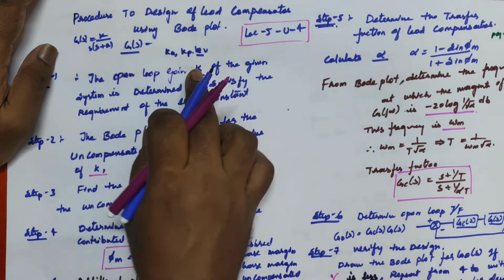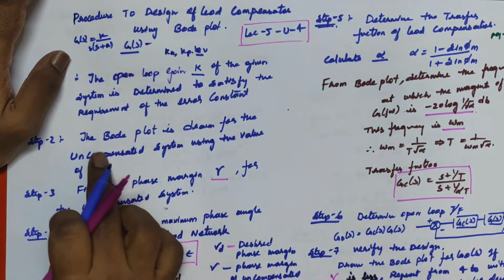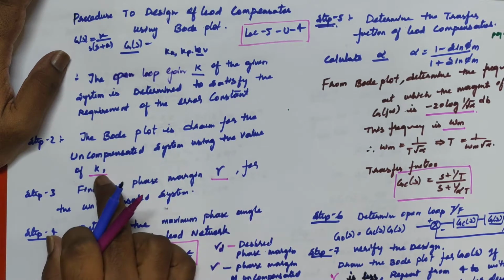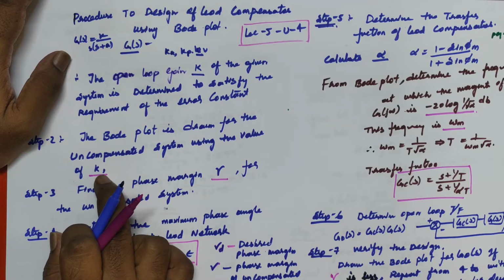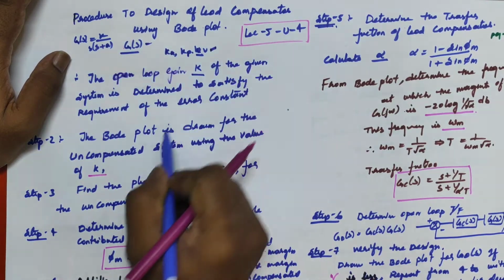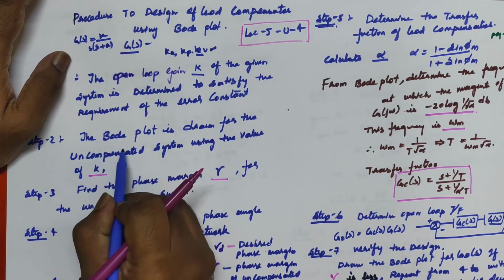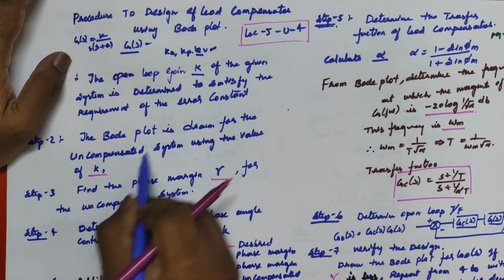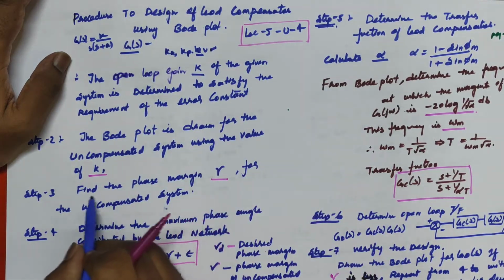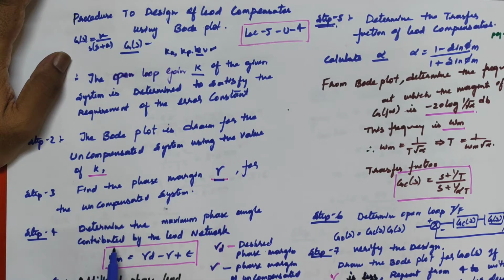After getting this K value for this system, the Bode plot is drawn for the uncompensated system using the value of K. If we incorporate the K value, we draw the Bode plot. After plotting the Bode plot, with the magnitude plot and phase plot, we'll find the phase margin phi for the uncompensated system.